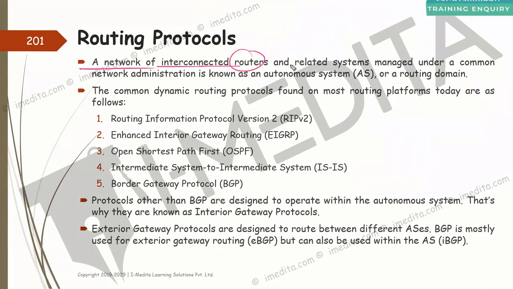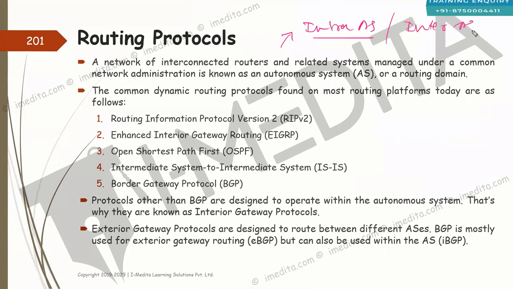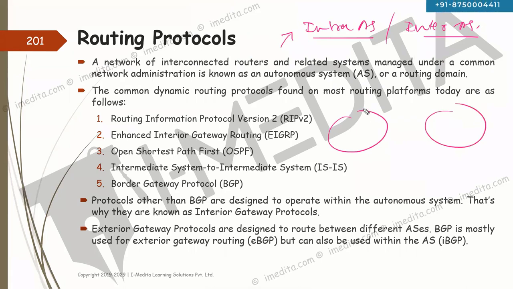A network of interconnected routers and related systems managed under a common network administration is known as an autonomous system, or also referred to as routing domain. We might need to perform the routing within the autonomous system, and we might need to perform the routing in between the autonomous system. Let's say, for example, there are two organizations. They have done the routing within the autonomous system, and they got, let's say, for example, merged together.